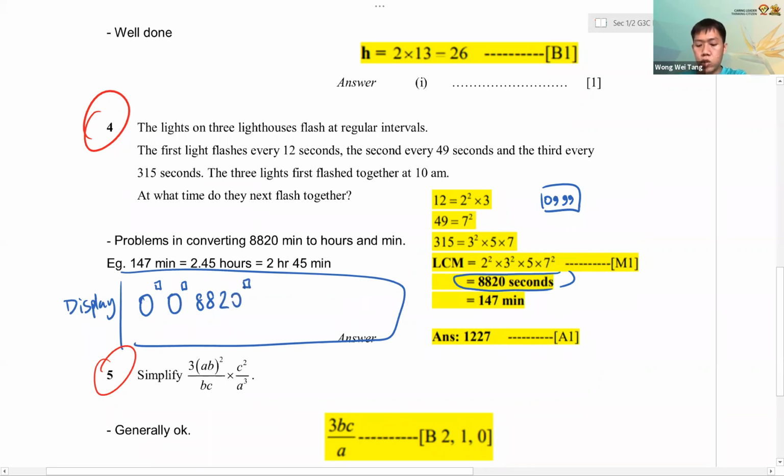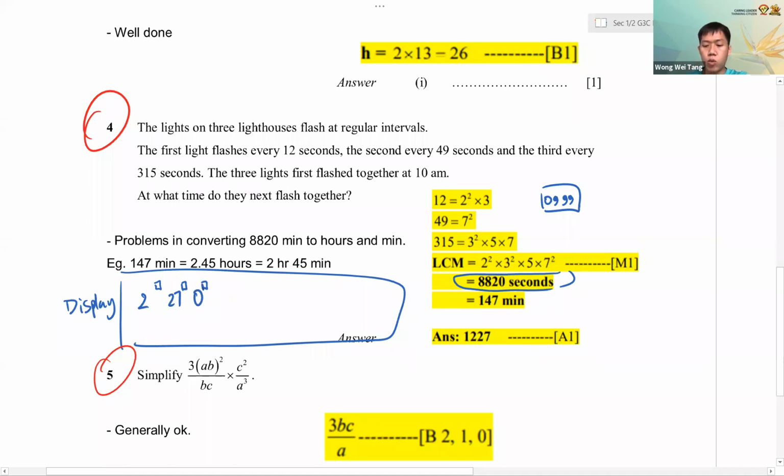In your display, it shows 8820 seconds. Now you press the equal sign, and it will change to show you 2 hours and 27 minutes. So after you press the equal sign, this is what you will see. 2 hours and 27 minutes, 0 seconds.